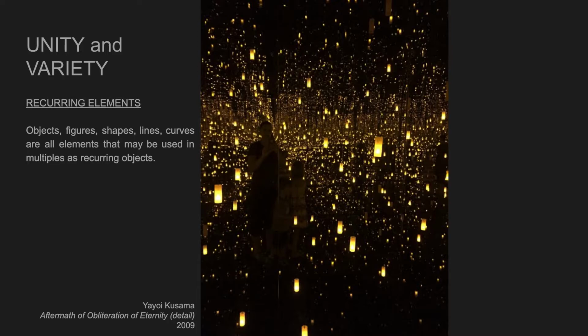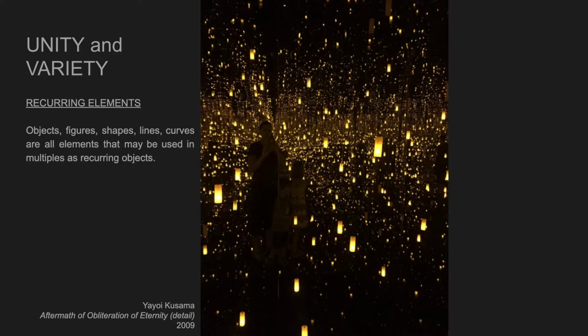Recurring elements create unity. Objects, figures, shapes, lines, curves are all elements that may be used in multiples as recurring objects. This is true for paintings as it is for sculptures. What we're looking at right now is a woman taking a selfie inside a sculpture, and this sculpture has a glass, a mirror floor, four mirror walls and a mirror ceiling, creating a room that she stepped inside.